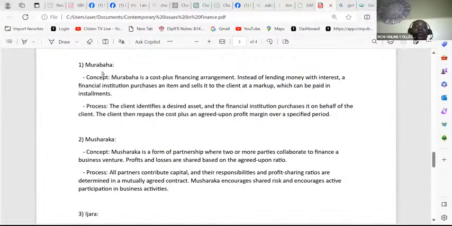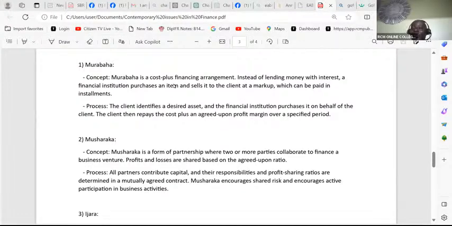For example, we have what we call murabaha. You are assisted in trading. You don't have finances, so we give you an item on credit, but we shall charge a markup. So the concept here, murabaha, is a cost plus financing arrangement.